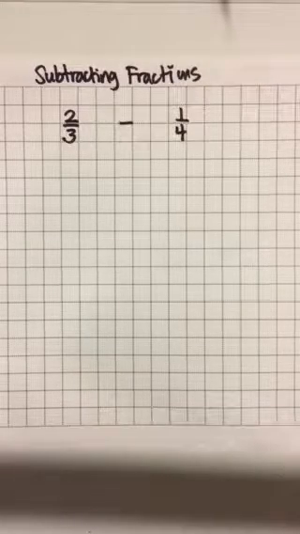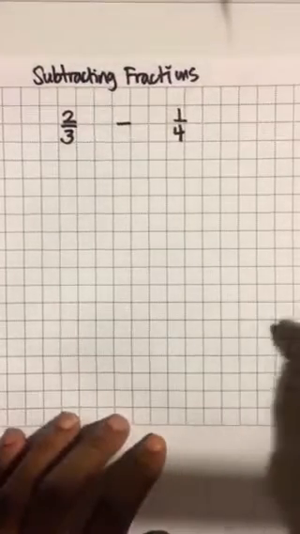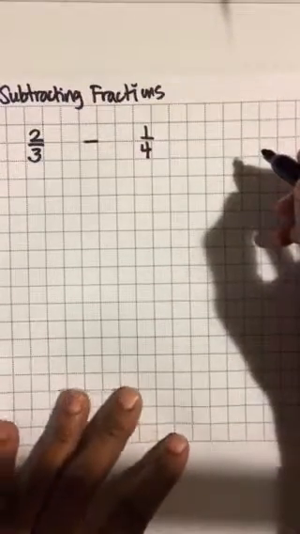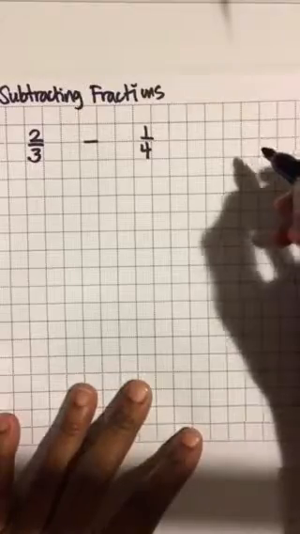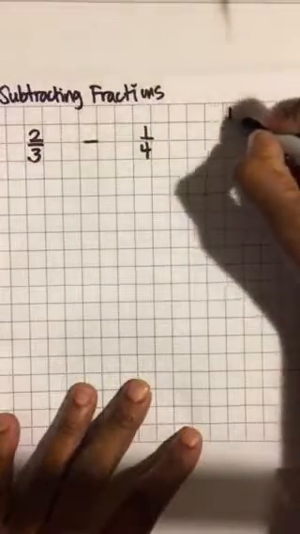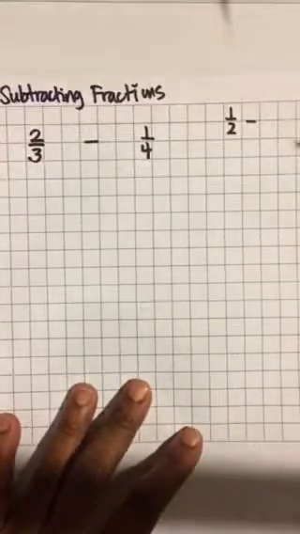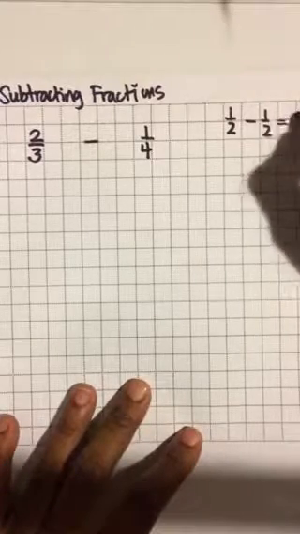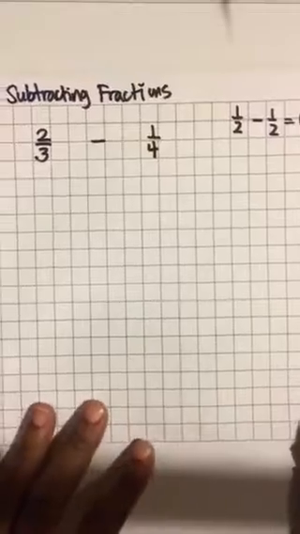Subtracting fractions. We're going to use a rectangular grid. 2/3 minus 1/4. First thing we want to do is estimate so we know how large or small our difference is going to be. 2/3 is about 1/2. 1/4 is also about 1/2. 1/2 minus 1/2 is 0. So our difference should be about 0.